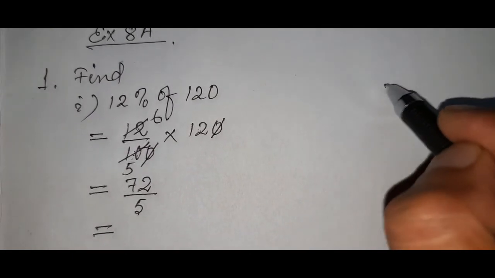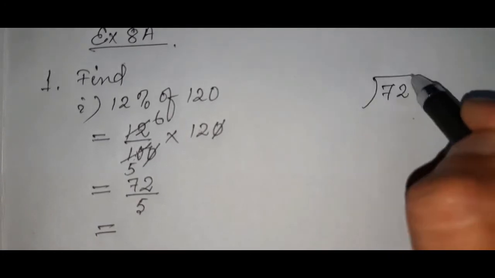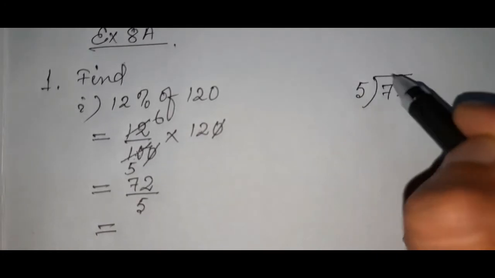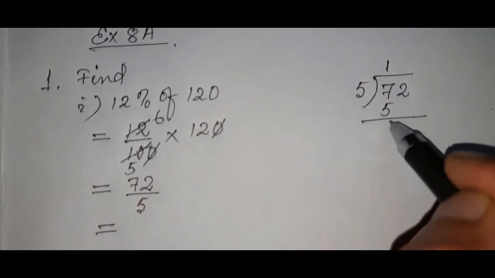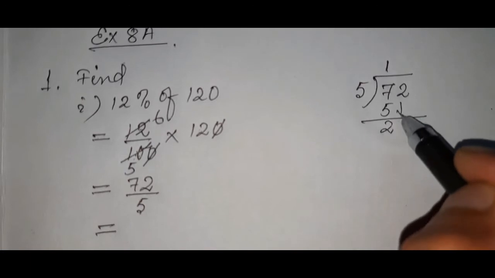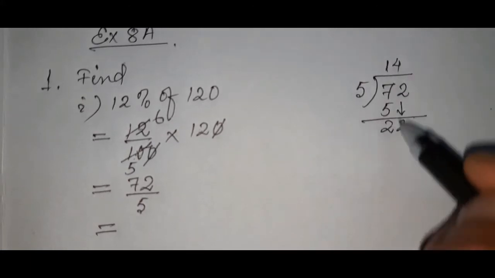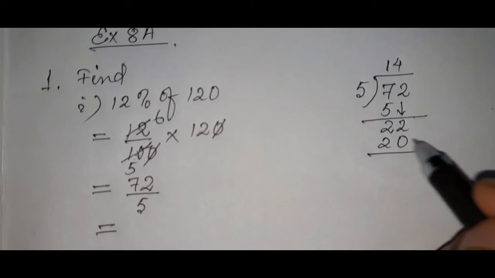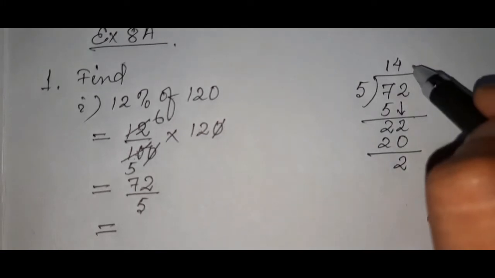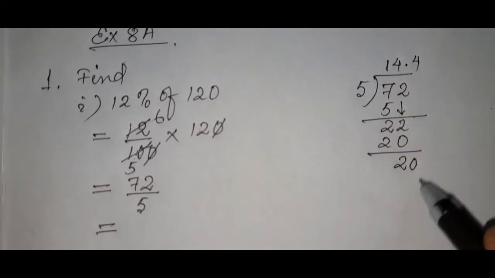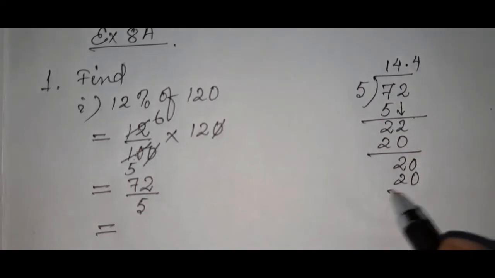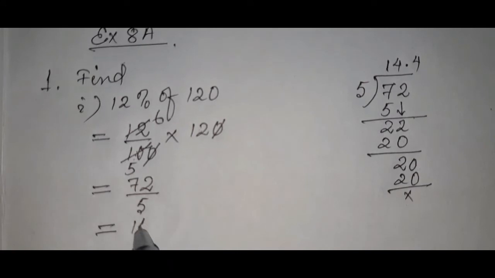So 72 by 5. 5 1s are 5. Okay, 2. You take down 2 now. 5 4s are 20. Now you do minus, you get 2 here, and then you write 0. So you have here 5 4s are 20. So this is 14.4. Okay, so this is the answer. Now let's see the next one.